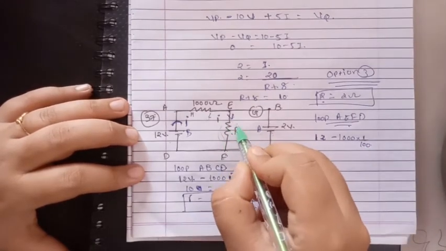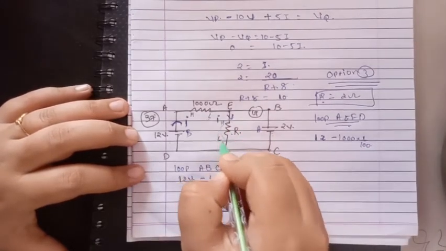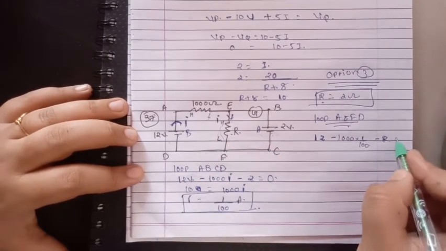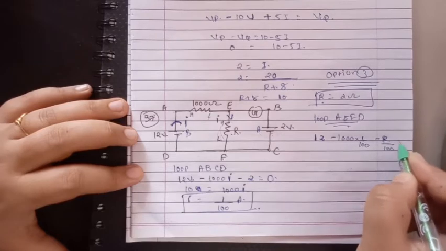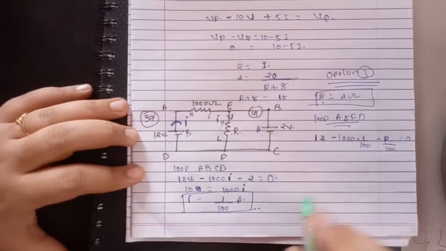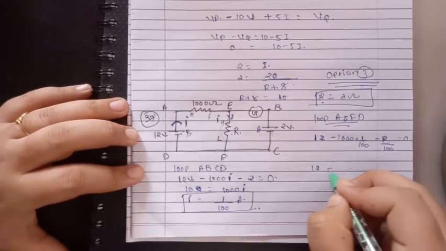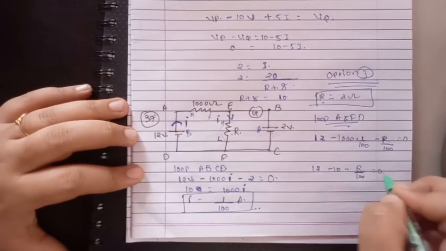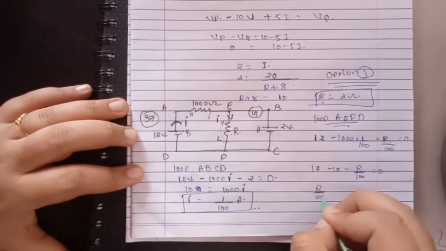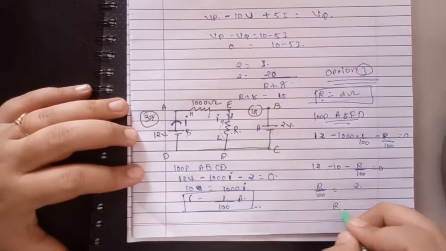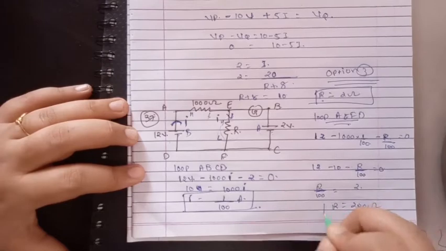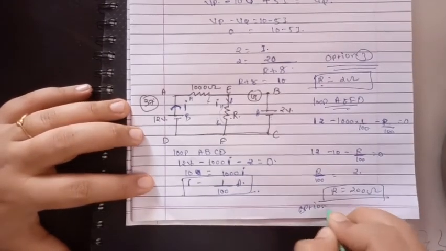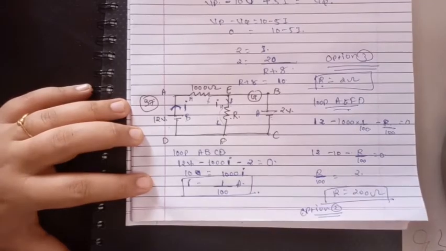From the resistance R also, we are moving from high potential to low potential, so we will lose the potential by R into I, and I is 1 by 100. The sum is equal to 0. So 12 minus 10 minus R by 100 is equal to 0. So R by 100 is equal to 2, so R is equal to 200 ohm. So option 2 is the correct option.